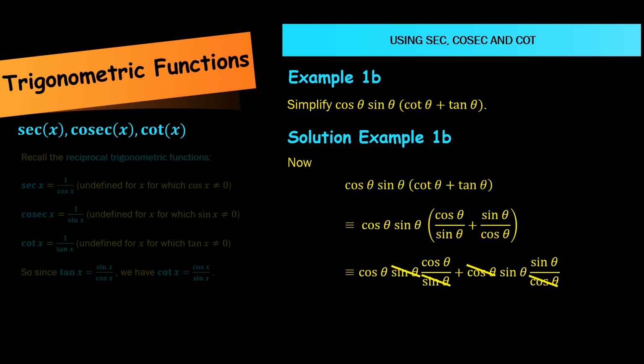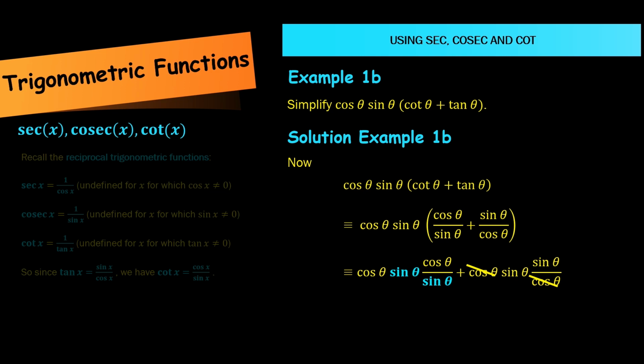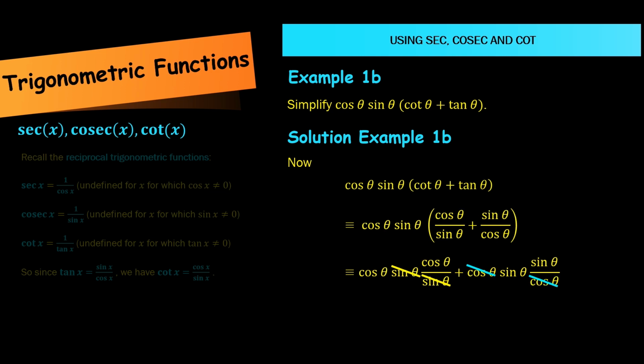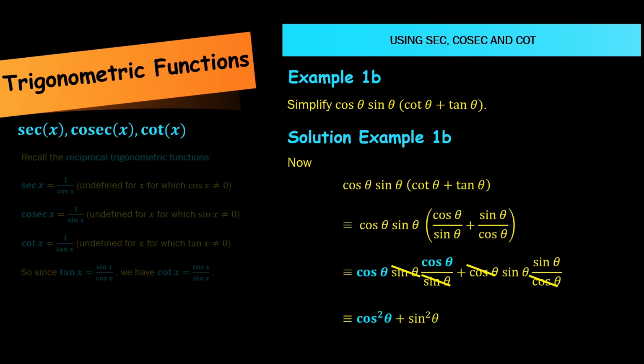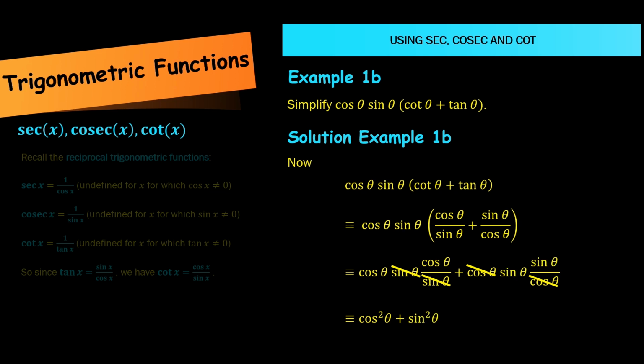We can now tidy up using cancellation. So the sine thetas cancel here, and the cos thetas cancel here, leaving us with cos squared theta plus sine squared theta, which is of course identical to 1.